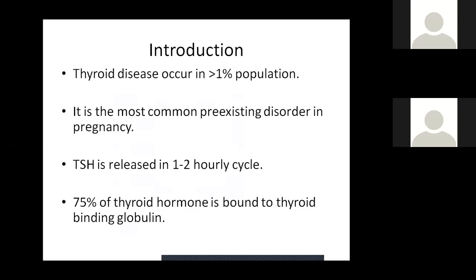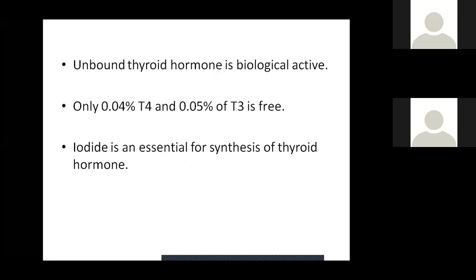And as I said, 75% of the thyroid hormone that is produced is bound to the thyroid binding globulin. The rest, a very small amount, is unbound, that is the biologically active form, and that produces the effects in the body. Only 0.04% of T4 and 0.05% of T3 is free. The rest is all in the bound form. Iodide is an essential component for the synthesis of thyroid hormone. Therefore, whenever there is deficiency of iodine or iodide in the body, it will affect the thyroid hormone levels.